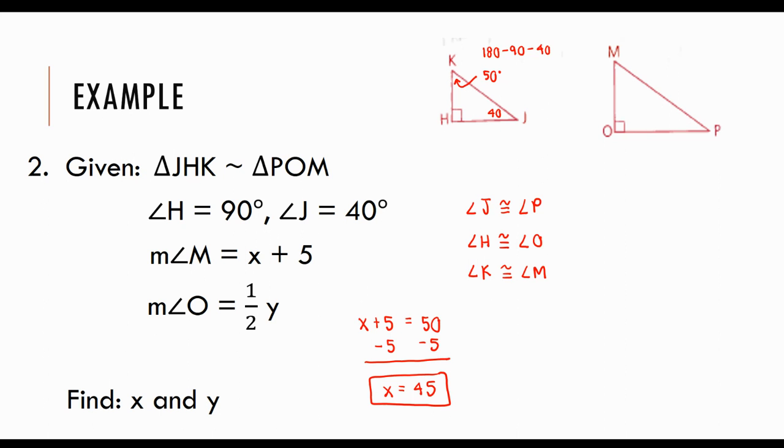To find Y, that means we have to use angle O, which is going to be congruent to angle H. Well, angle H is 90. Angle O is this 1/2 Y. So how am I going to get Y by itself? There's 2 different ways you can think of this. You can divide by a half, or you can multiply both sides by that reciprocal. The reciprocal of 1/2 is 2. So 2 times a half is going to cancel that out, leaving you Y by itself. But if you do it to one side, you got to do it to the other. So that means that 2 times 90, which is 180, gets me the value for Y.